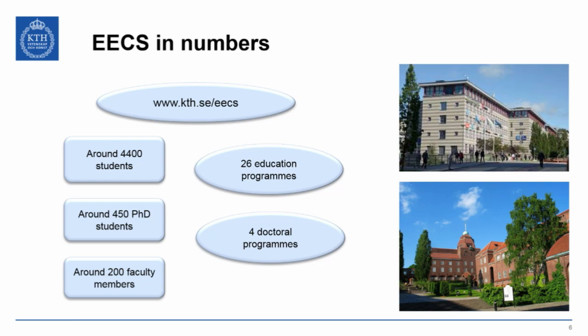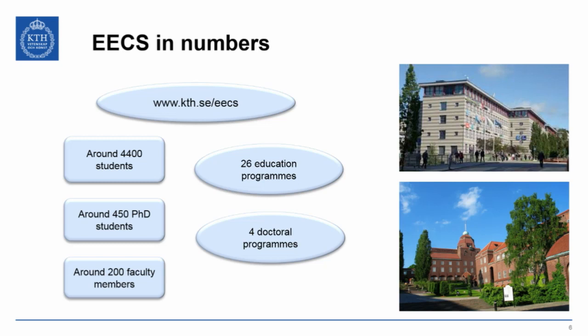KTH in total holds 5 different schools, and the EECS school is the largest school at KTH. We are around 4,400 students at this school, roughly 450 PhD students, and over 200 faculty members. In addition to the master programs that we're going to talk about today, we manage a whole lot of other programs. In total, we manage 26 education programs at the basic and advanced level, or the first and second cycle. In addition to that, we manage 4 doctoral programs, which are third cycle programs. So that is a little bit about KTH and EECS in numbers, and you can find more information by following the links over here.